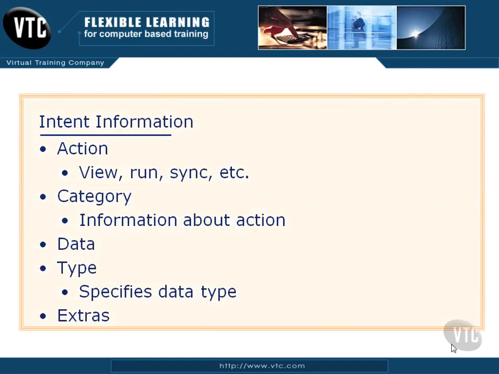The intent information that can be carried can be an action, like a view, run, sync, etc., and a category for that action. Just any sort of information that says, well, we want to run under these circumstances or sync under these circumstances. It can also pass data. It can also specify a type of data. This is not required because the type of data can also be implied. And then it can also pass extras.